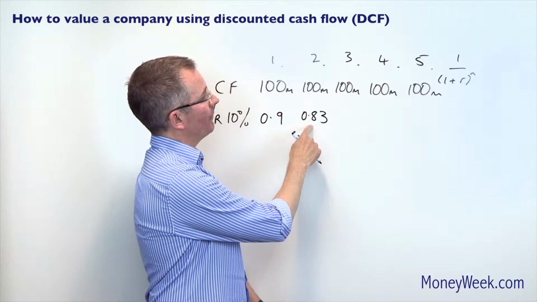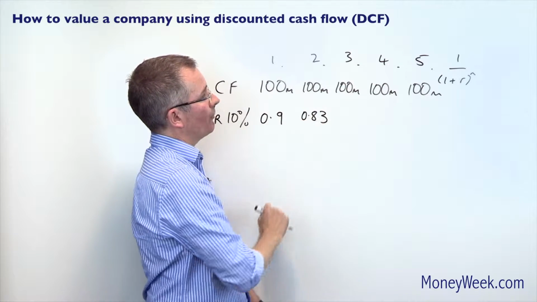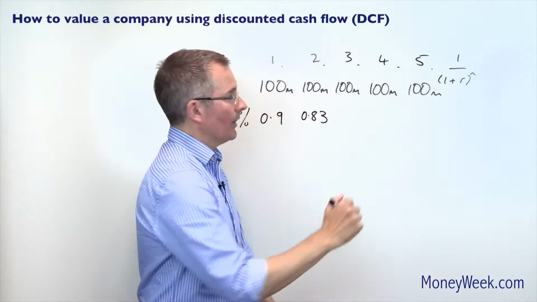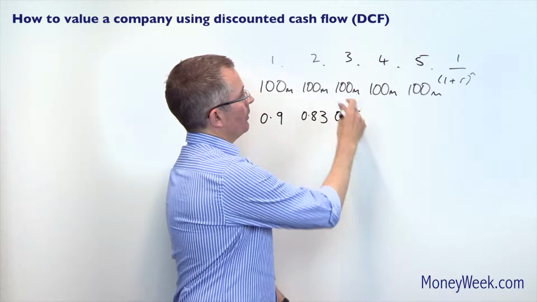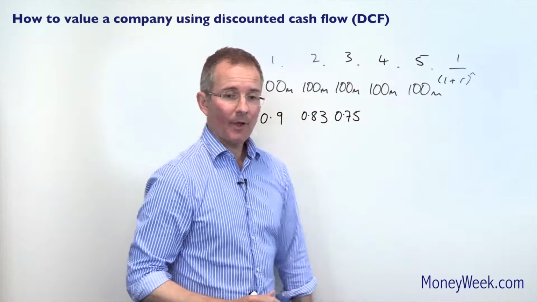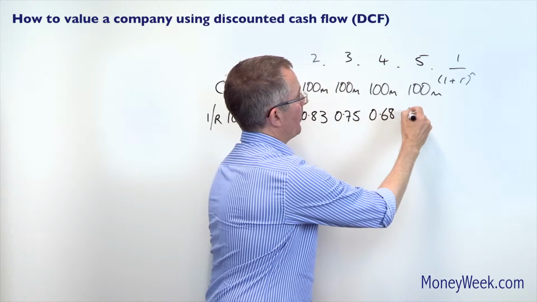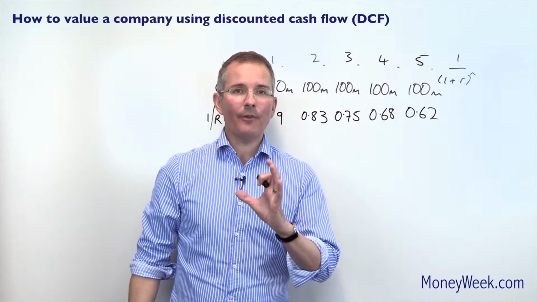You're wondering where these numbers come from. That's basically 1 over 1.1 squared, for the math mo's out there, okay? The next year's cash flow, again, not going to do more than 2 decimal places. You multiply by 0.75. The next year's cash flow by 0.68. And the next one by 0.62.